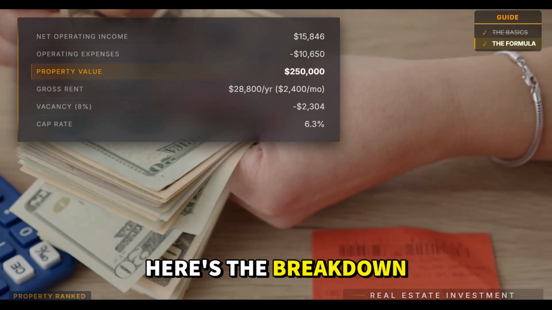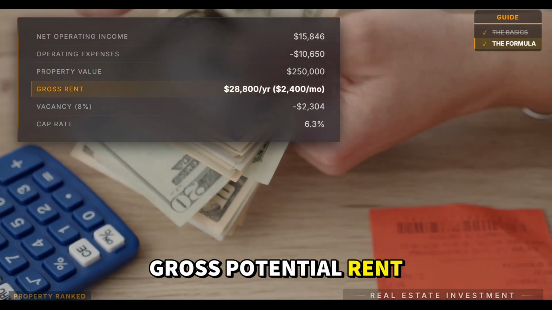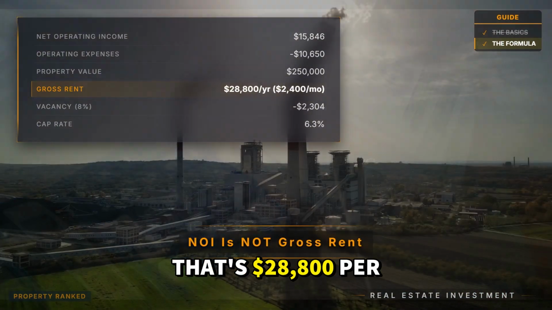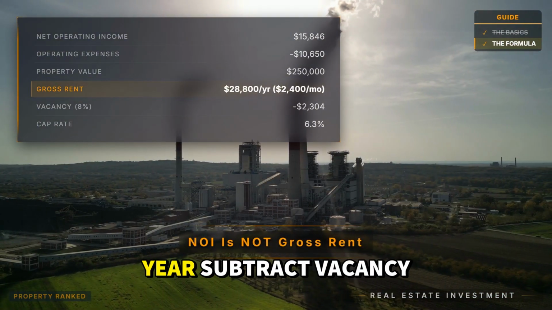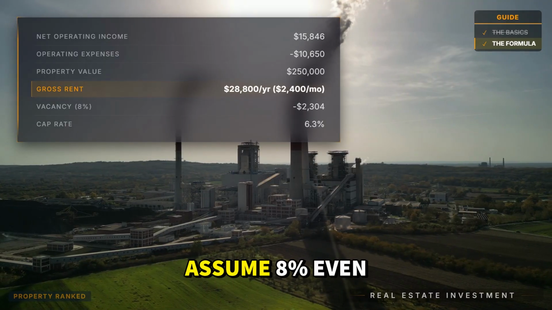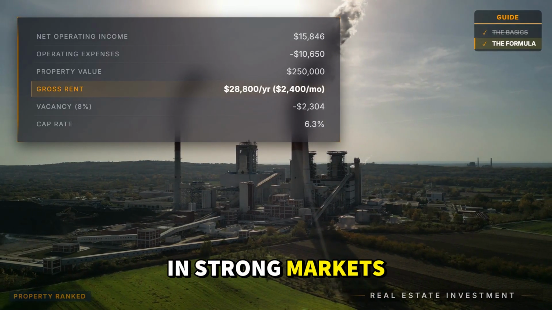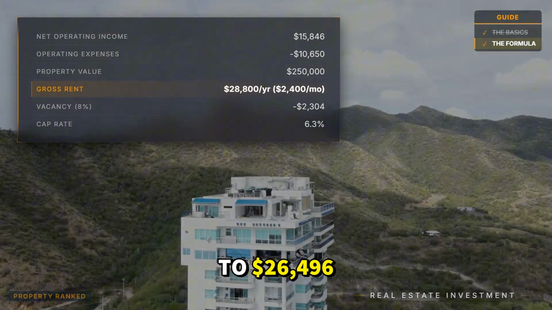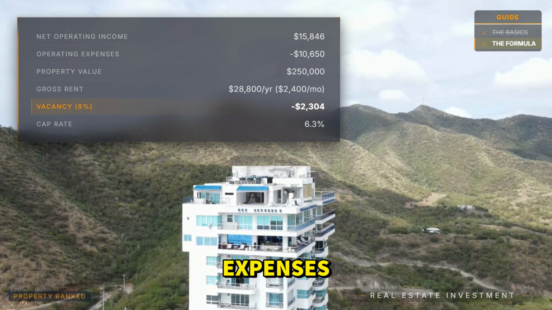Here's the breakdown. Start with your gross potential rent. Let's say $2,400 per month. That's $28,800 per year. Subtract vacancy. Assume 8% even in strong markets. That brings you to $26,496. Now subtract operating expenses.